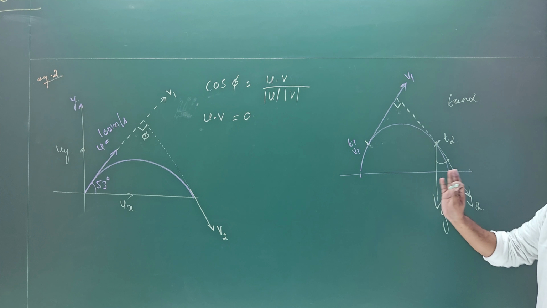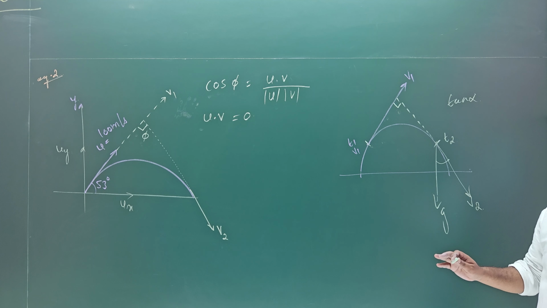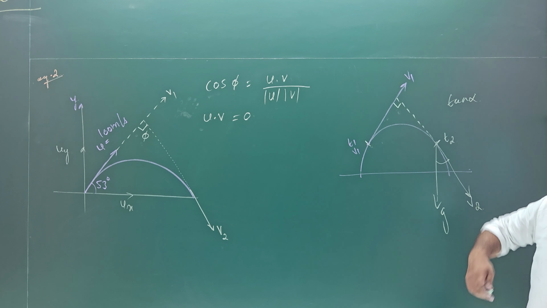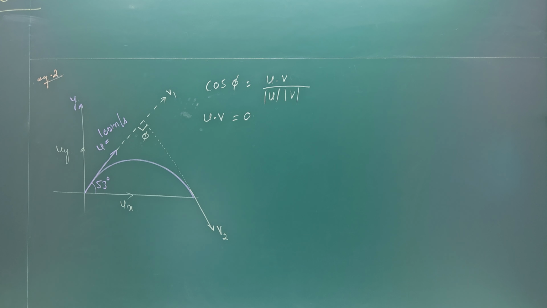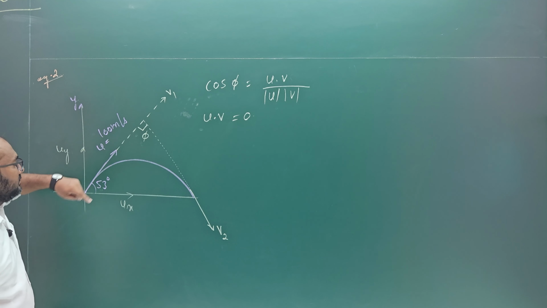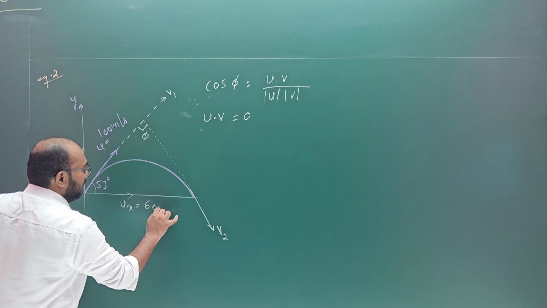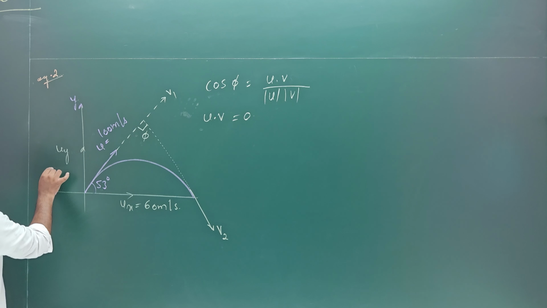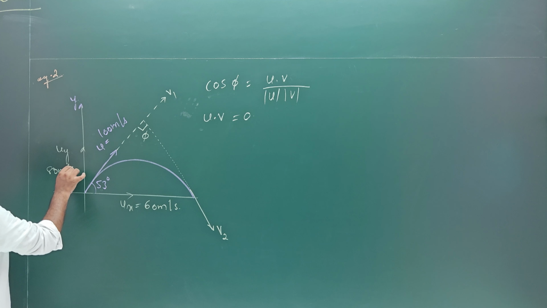Got my point? These are the two different questions. Now apply that and tell me the answer. Tell me the ux value. If this is 100 and this angle is 53, cos 53 is 3 by 5. That means this is nothing but 60 meter per second, and this becomes 80 meter per second. Yes or no?